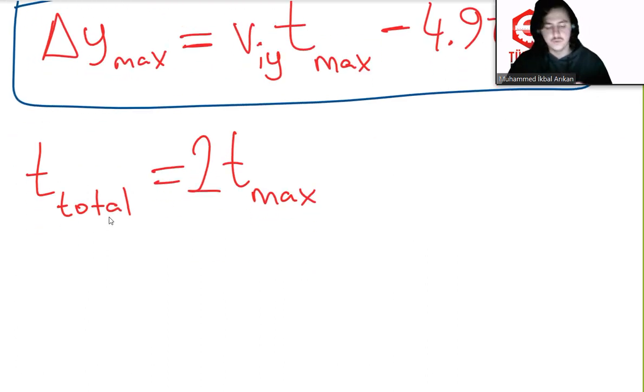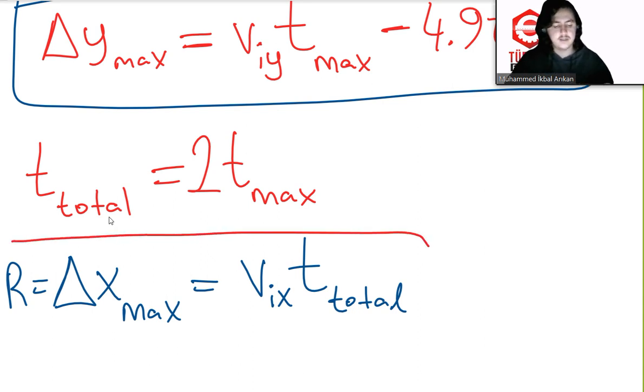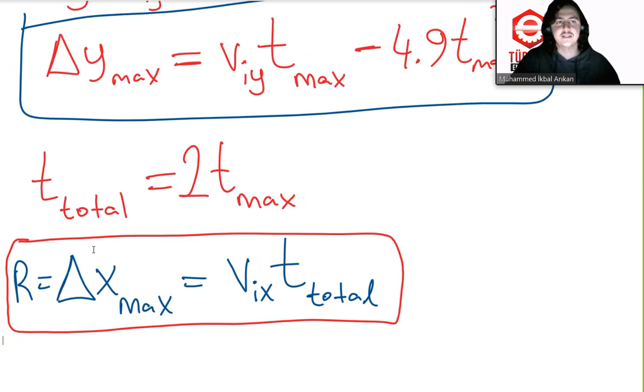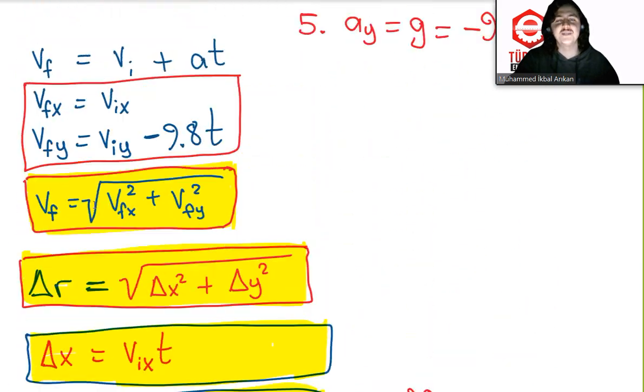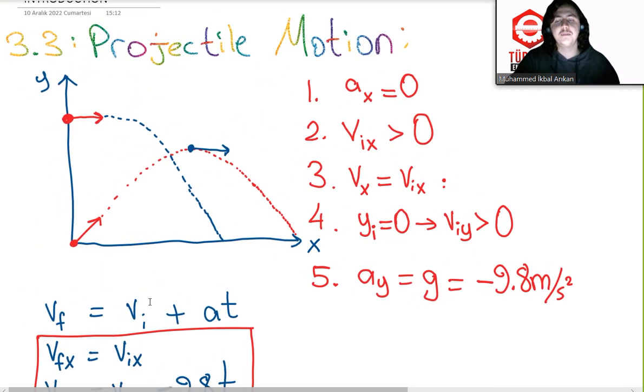When you apply this rule for delta x, for calculating the range, the range will be equal to delta x max, which is equal to v initial x times time total. Because there is no acceleration, it is enough to take the initial velocity and multiply it by the total time. You will find your maximum range, which is delta x max. So this is just an explanation of projectile motion, which is one of the applications of acceleration in a plane, just a special case, as I stated here, 5 rules of the special case.